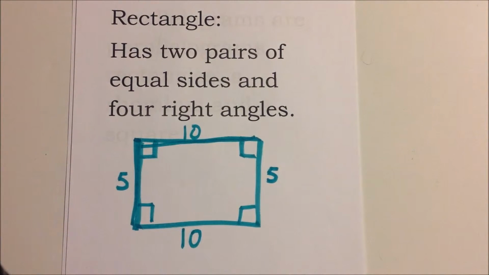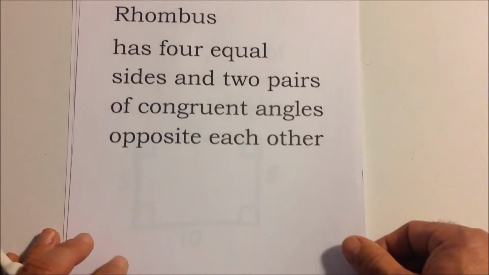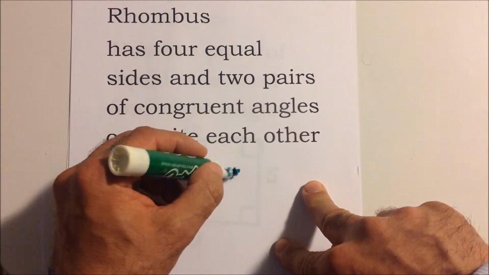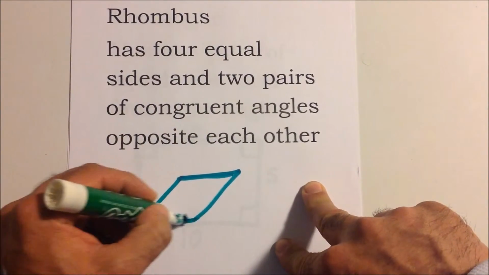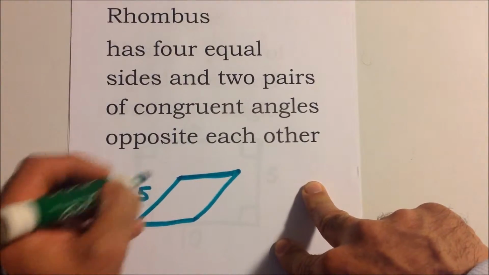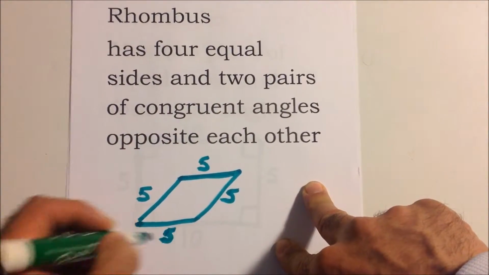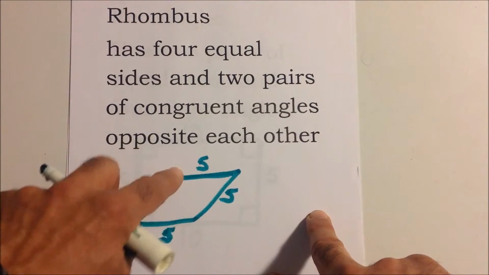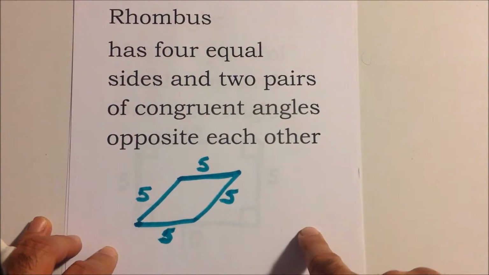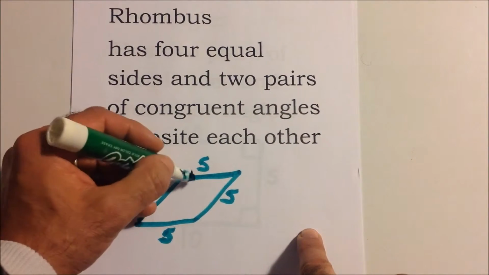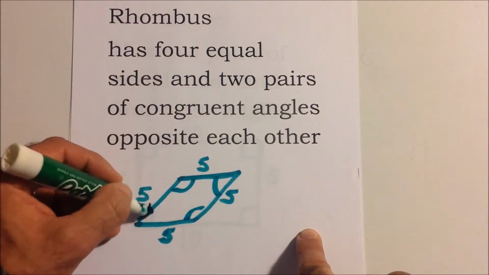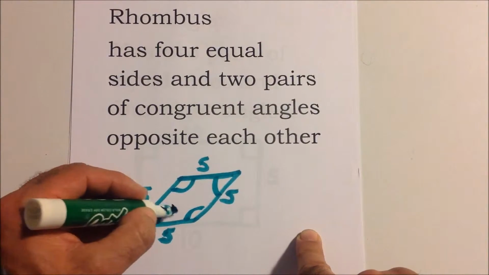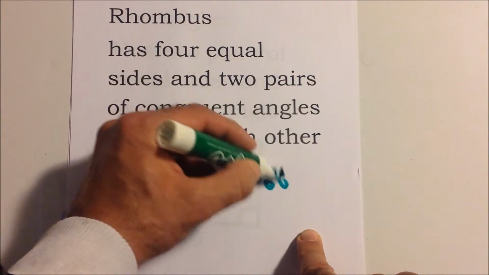Then we have a rhombus. So a rhombus looks like a square. It has four equal sides, just like a square, but it is slanted. But all four sides have to be equal. So if that's 5, this has to be 5, that has to be 5, that has to be 5. Right? So that's one definition of a rhombus. All four sides are equal. And two pairs of congruent angles. Okay, so just like the parallelogram, the angles opposite each other have to be equal. If this was 50 degrees, then this has to be 50 degrees right here.